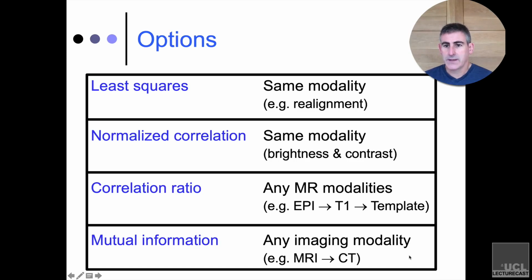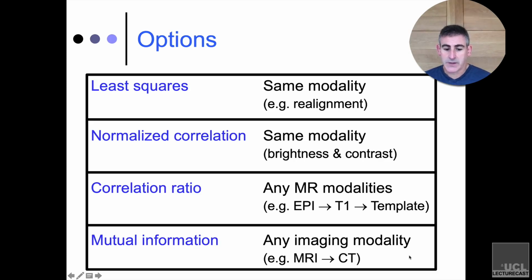So when we think about cost functions, and this is covered in more detail in the Poldrack book, there's a variety of functions that we can use. And this is not an exhaustive list, but it gives you a sort of a feel for what's out there. Least squares functions are what we talked about last week and are perfectly fine whenever you're doing stuff within the same modality. So for instance, when you're doing realignment.